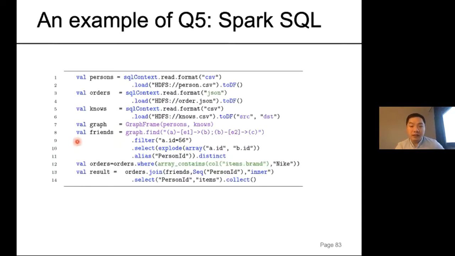And in line 8, it uses a motif finding operation to find the two hop friends. And in lines 9 to 11, it returns the distinct persons among the friends. And in line 12, it finds the JSON orders with the Nike brand. And finally, it performs an inner join between the orders and the friends.